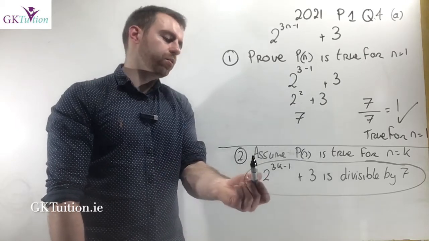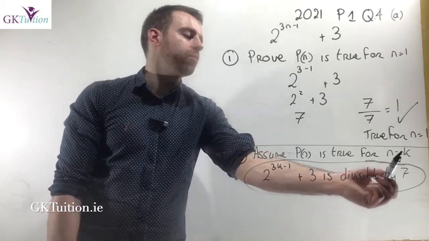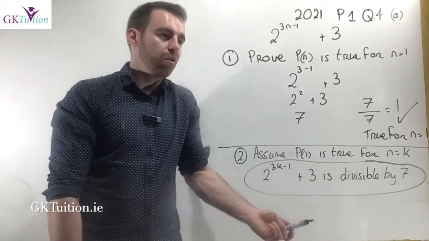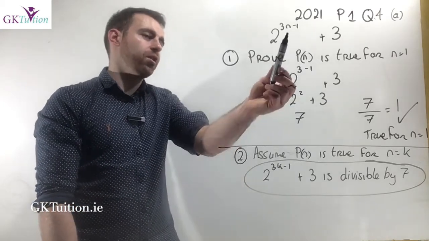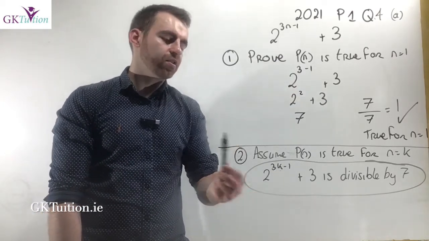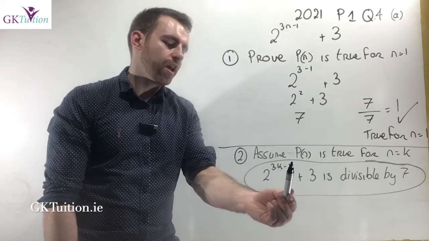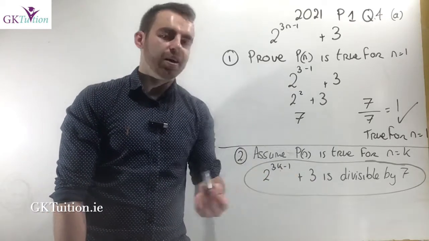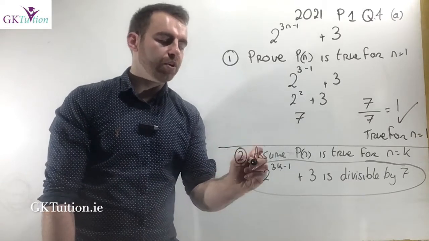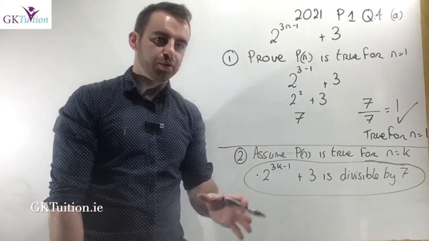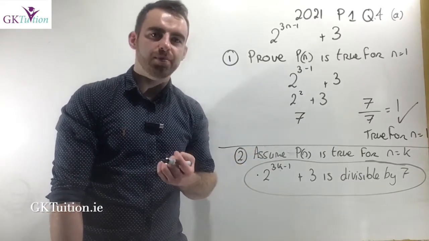Step 2, I need to assume that the proposition is true for n equals k. It's not a whole lot you can do here. You just take your statement, instead of an n, you sub in a k, and we're just going to assume that 2 to the power of 3k minus 1 plus 3 is divisible by 7. And we're going to use this in order to prove that it's true for n equals k plus 1.